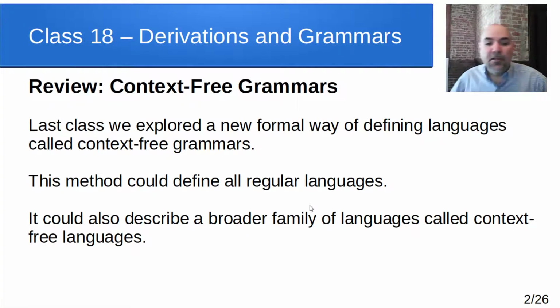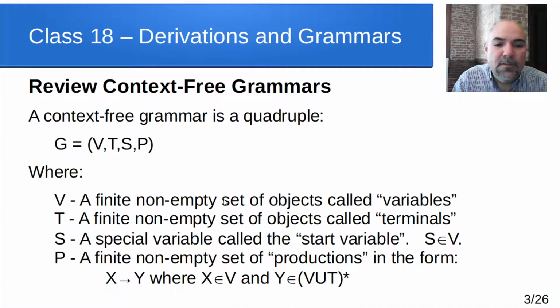Let's do a quick review of what a context-free grammar is. A context-free grammar is defined by a quadruple consisting of V, T, S, and P. Notice I'm not calling it a machine this time because it's not really a machine like a DFA was. It's a formalized way of defining a language that has these four parts. The first part, V, is a finite non-empty set of objects called variables. T is another finite non-empty set of what we're calling terminals. If you remember, those are like the symbols from our alphabet. And variables are things used internally by the formalism to eventually get to terminals.